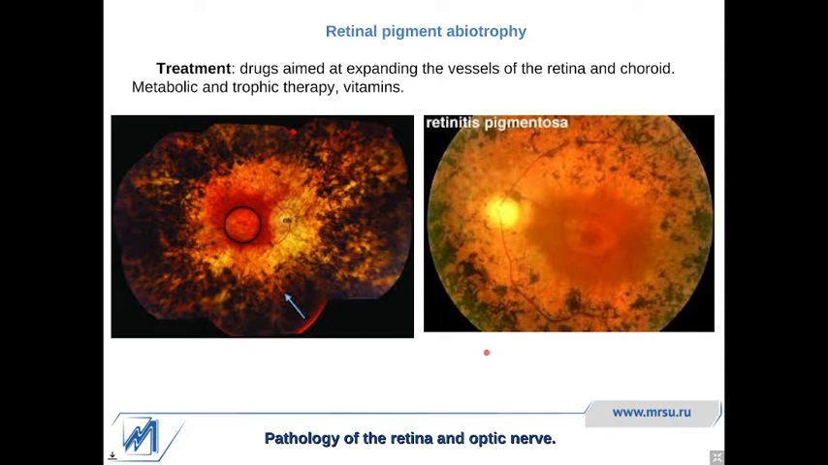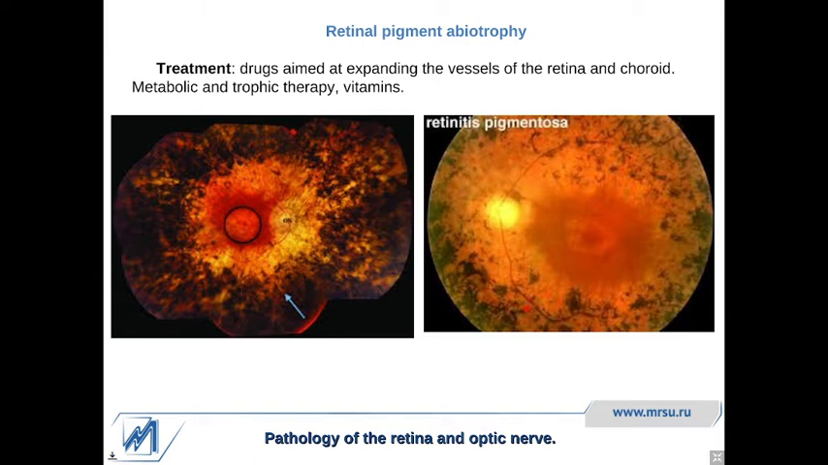Here you see the full retinal picture with peripheral part and with central part in the case of pigment abiotrophy. Here too, mostly the central part. It is a live part of the retina, yet it is dystrophic part with retinitis pigmentosa.